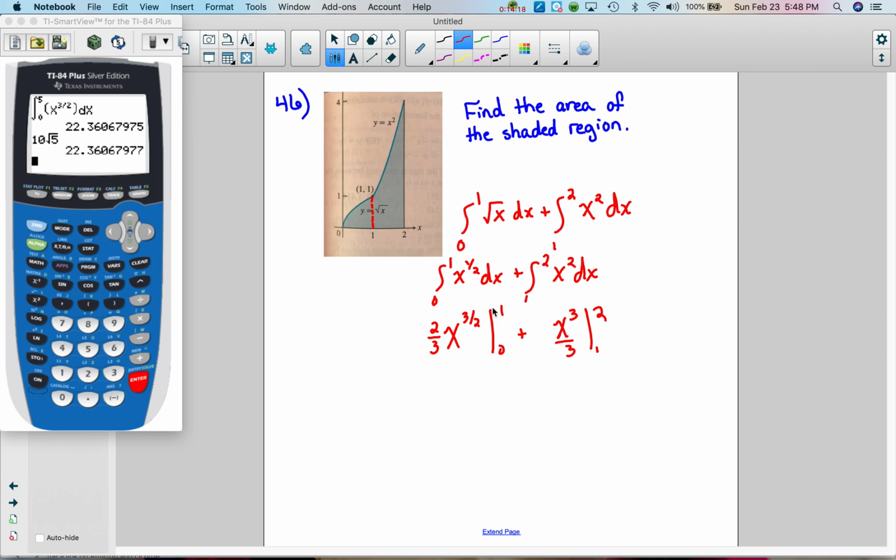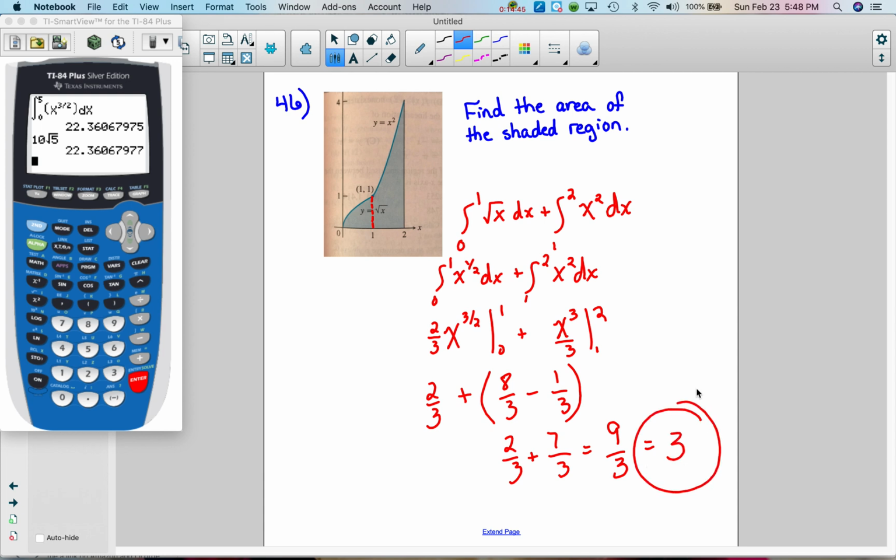So then when we plug in a 1 here, we're going to get 1 to the 3/2, which is 1 times 2/3 is 2/3. Plug in a 0, you get 0. Plus, we plug in a 2 here, and we're going to get 8/3. Plug in a 1 here, and we get 1/3. So we have 2/3 plus 7/3, which is 9/3, which is 3. So 3 square units would be our area.